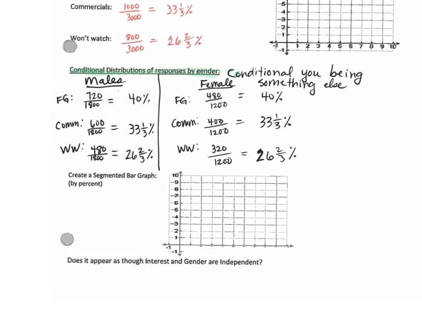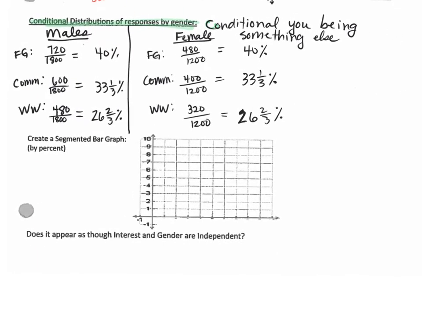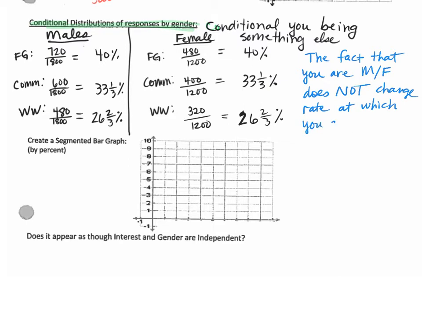But look at what just happened. Can you tell me what happened with the male and the female data compared to the overall? They are all the same. So would you say the fact that you are a male or a female is what? Irrelevant. It is not changing the rate at which you do your Super Bowl activity. In fact, let's write that down specifically. The fact that you are a male or a female does not change the rate at which you do a particular Super Bowl activity.